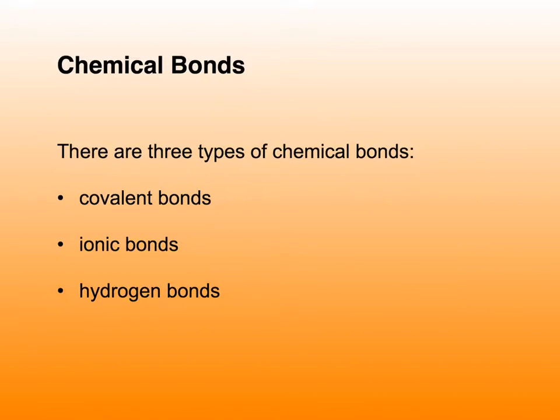There are three types of chemical bonds: covalent, ionic, and hydrogen bonds. The ones that we care about the most right now are going to be hydrogen bonds because that has to do a lot with water.